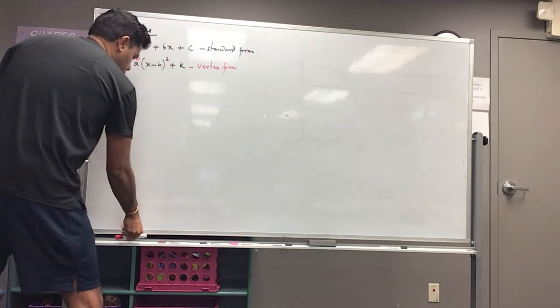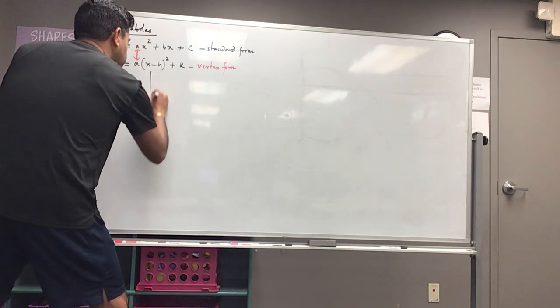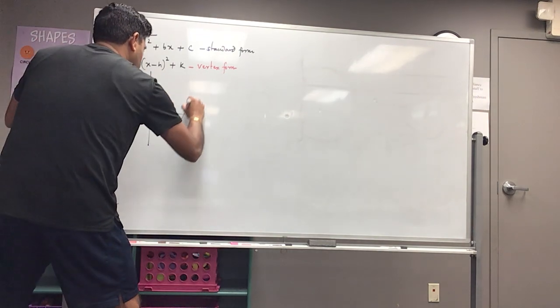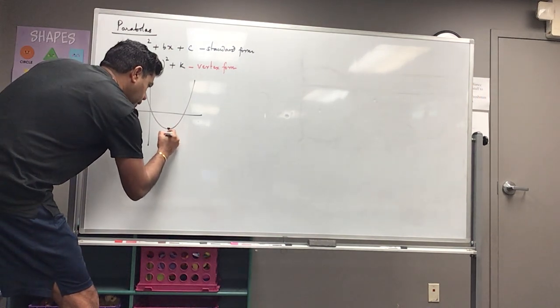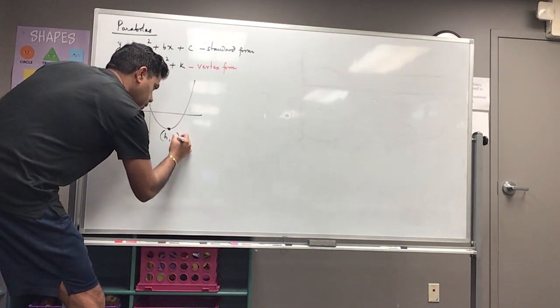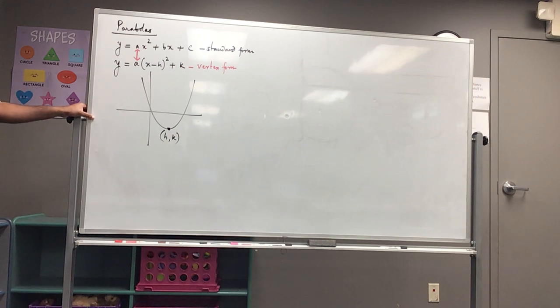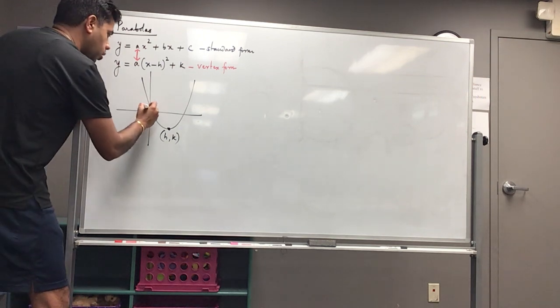So, if I draw a simple parabola, okay, this is HK. All right. Could somebody tell me what this is?